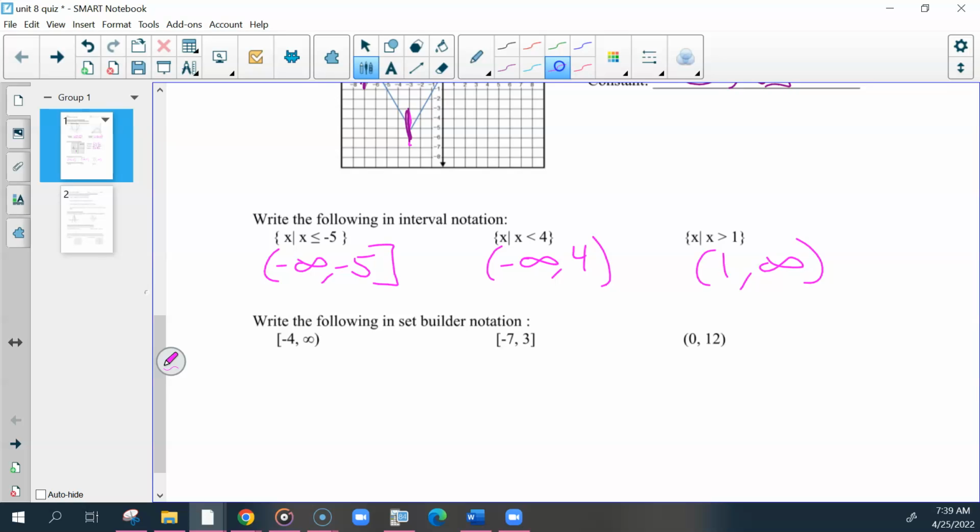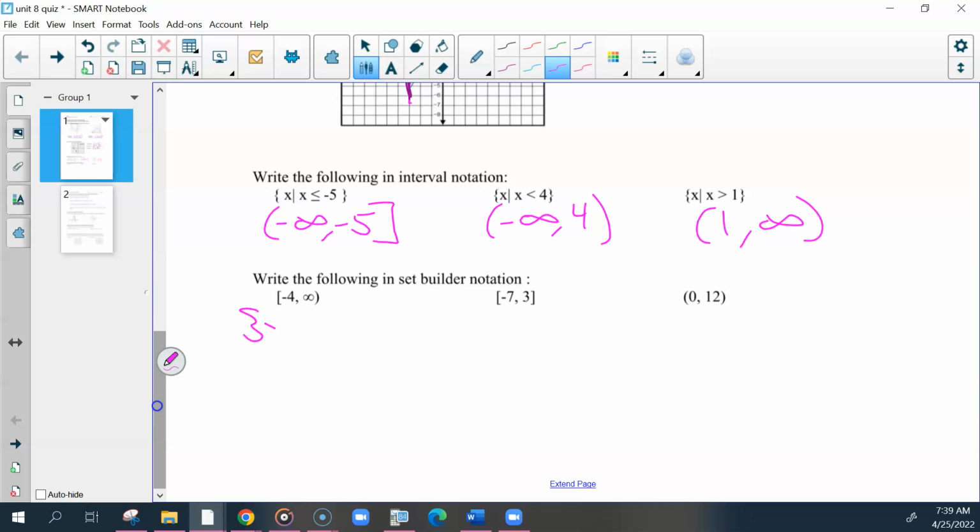And then set builder notation. All of these should have started with curly brackets, x in this line, or y, either or. And then -4 to infinity would be x is greater than or equal to -4. These are between two numbers, so it's still going to start off the same way. These are both included, so that should be -7 is less than or equal to x, which is less than or equal to 3. And then similarly for the last one, but just less than, not less than or equal to.